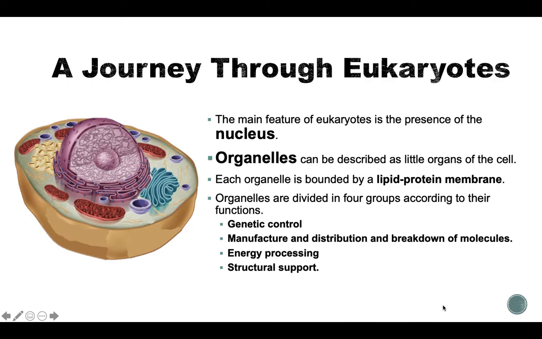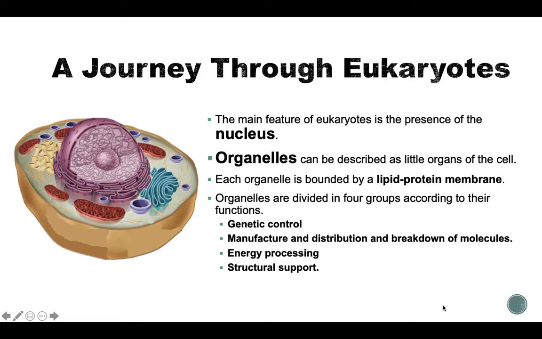Inside the cell, we have their little parts or little organs, and they go by the name of organelles, right? Each of these organelles is bounded by a lipid protein membrane. So the organelles inside, just like the cell itself, are surrounded by a membrane as well, according to what compartmentability was when we talked in chapter 1 about the requirements of life.